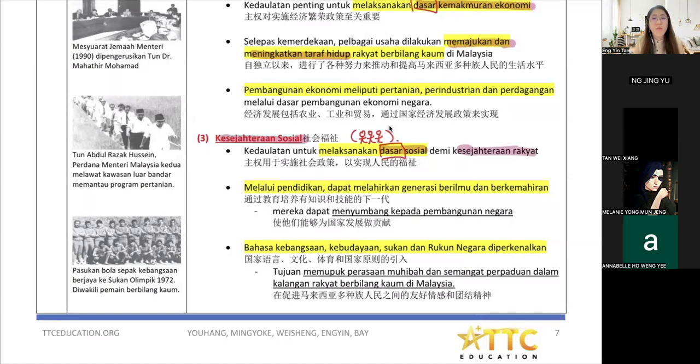So one of the things is, what did our government do when the moment they have the power? Education. Because they want to make sure the next generation are knowledgeable and they can contribute back to the government. Melahirkan generasi berilmu dan berkemahiran. Knowledge and skillful. So that's why you can see the citizens are educated with language, culture, sports, rukun negara. So you see all these things are the policy. What did our government do?